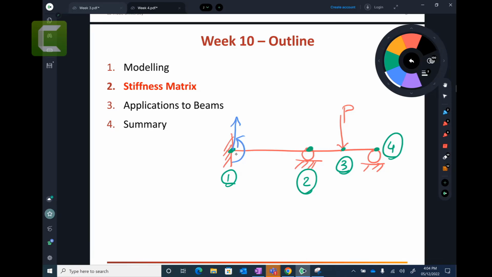I put positive degrees of freedom positive here, positive here. I don't know whether it is correct or not, but then we can change it. Each point has 2 degrees of freedom because this point can go up and down, and it can have a rotation. This point has a degree of freedom going up and rotating. This point has a degree of freedom going up and rotating. So each node has degrees of freedom, and those are the vertical displacement and rotation. Okay, does it answer your questions? Let's move on.